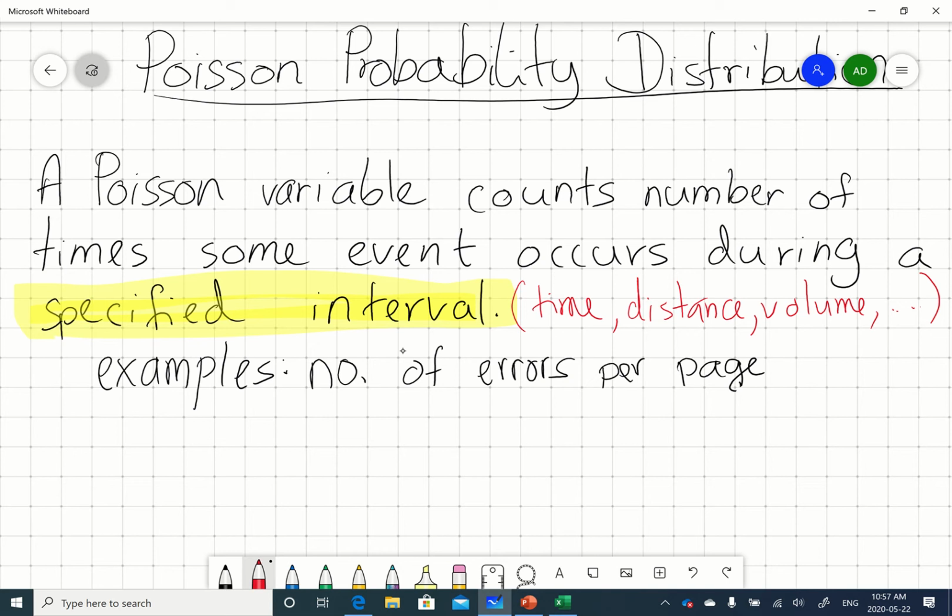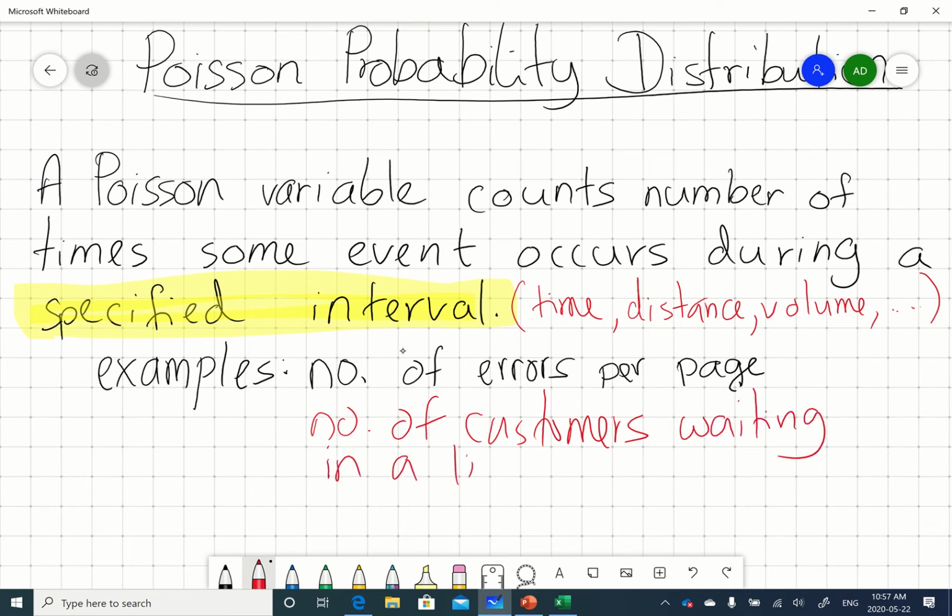And then another example can be number of customers waiting in a line from, let's say, 9 a.m. to 10 a.m. So let's say that a superstore, a supermarket, is interested in knowing whether they need to open all the checkouts during this time on a weekday.